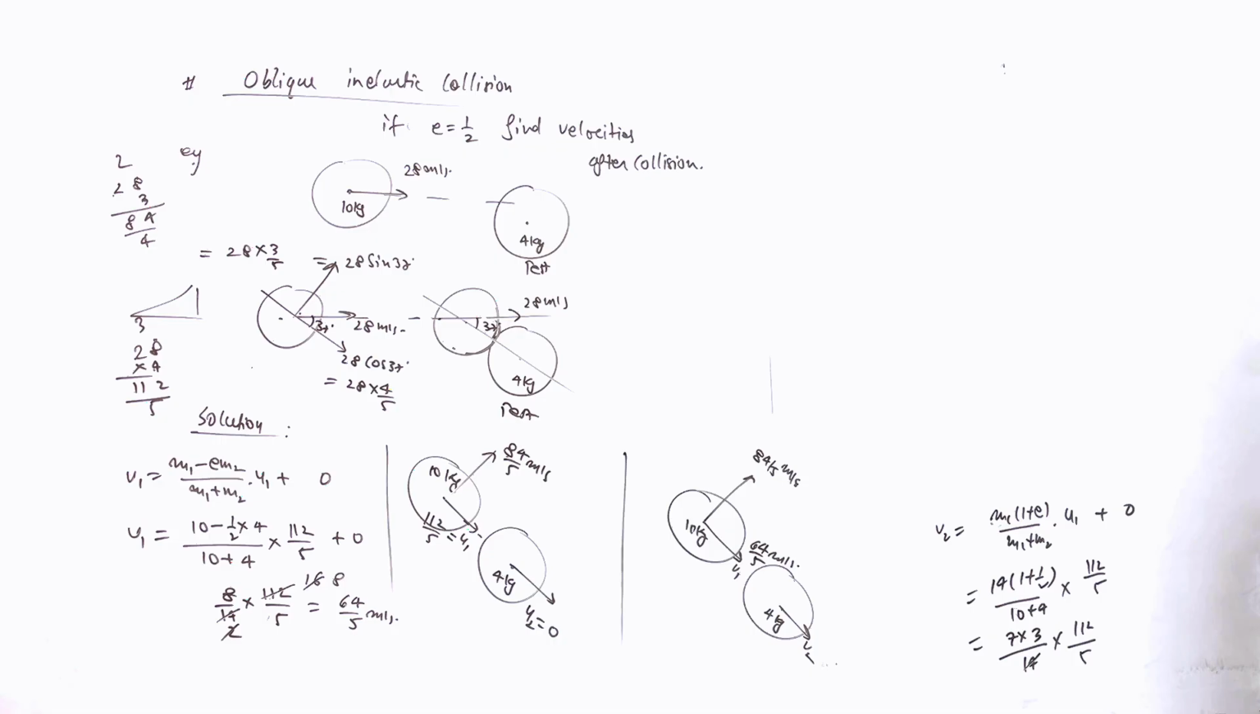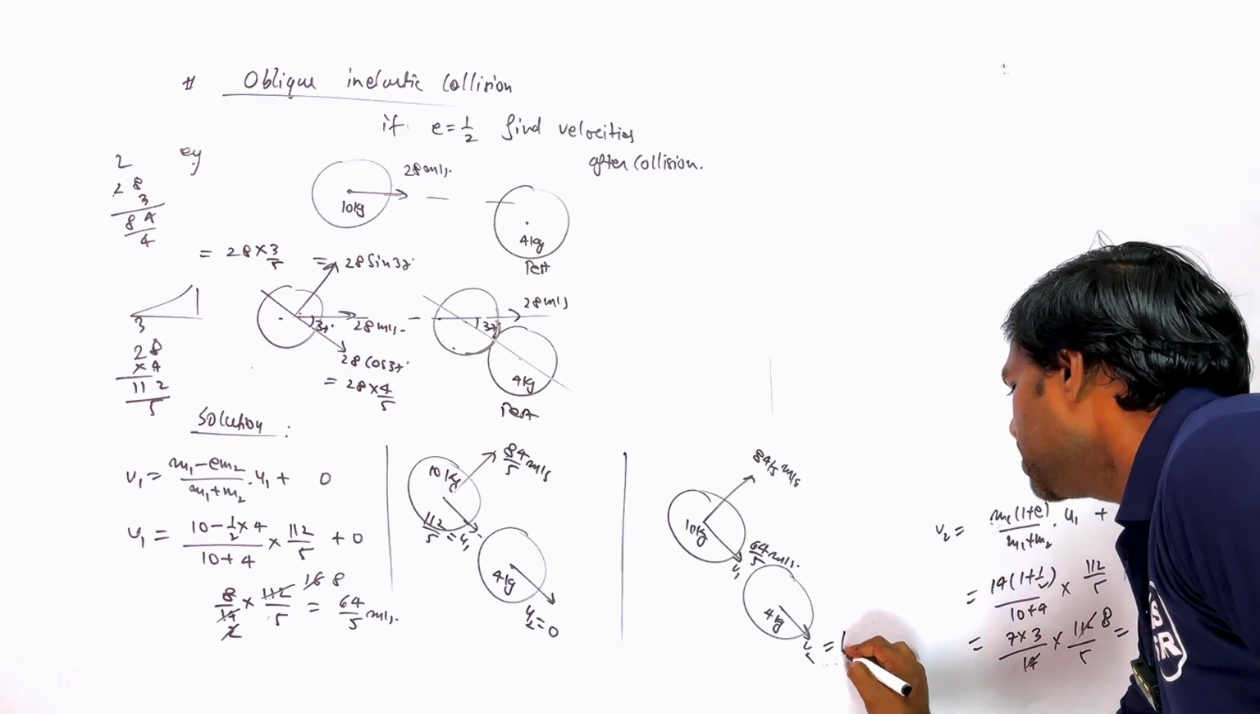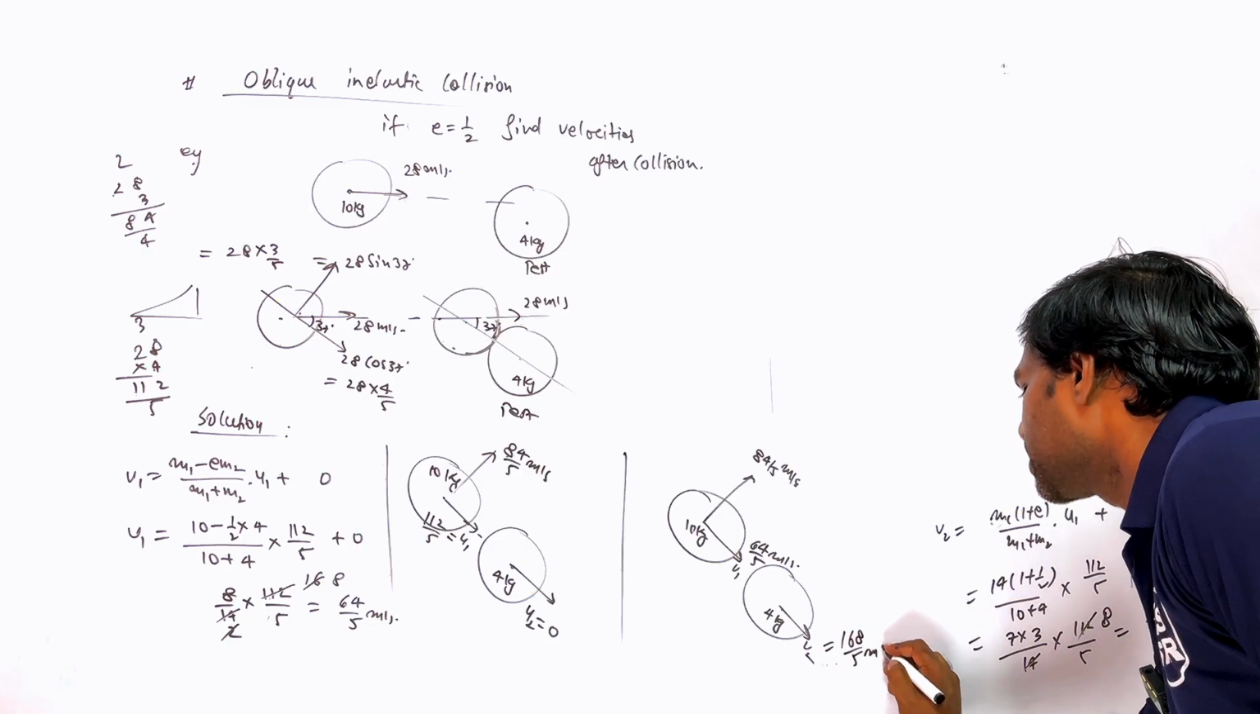14 eights are 112. This is 8. 14 times 8 is 112, right? And this is 7 times 3, 21, into 8 upon 5. 8 ones are 8, 8 twos are 16, by 5. So its speed is 168 upon 5 meter per second.